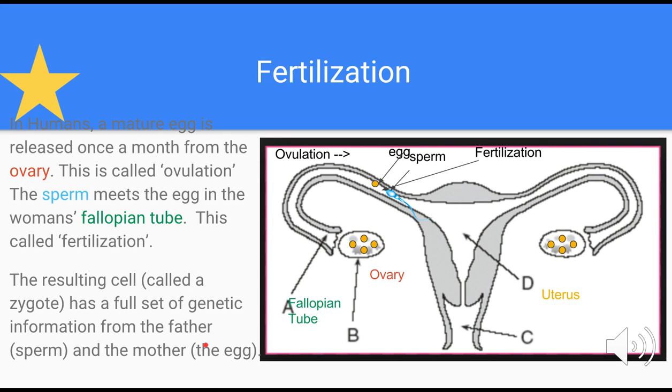Fertilization in humans: a mature egg is released once a month from the ovary. 1 month it goes from that ovary, the next month it goes from that ovary.